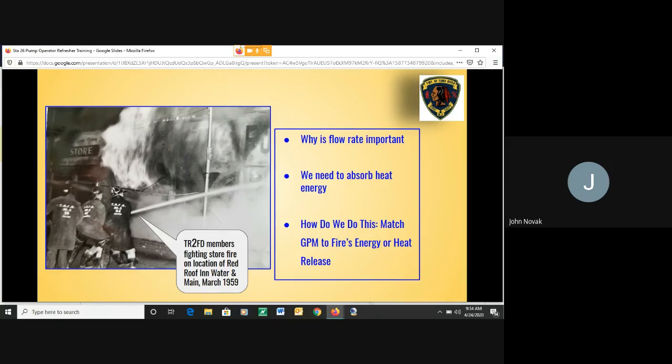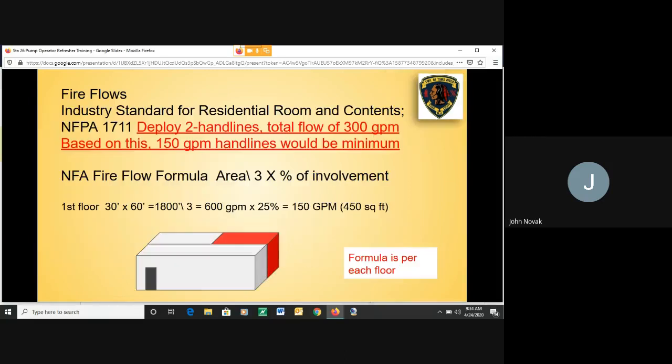So, how do we do this? We need to match the energy that's released by the fire with the amount of water that we're going to put on the fire. We can use a flow rate formula based on NFPA 1711. It pretty much tells us for a room and contents, single family dwelling fire, we should be able to deploy 2 hand lines flowing approximately a total of 300 gallons a minute.